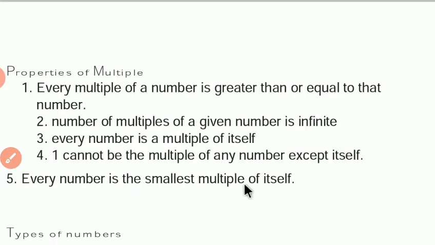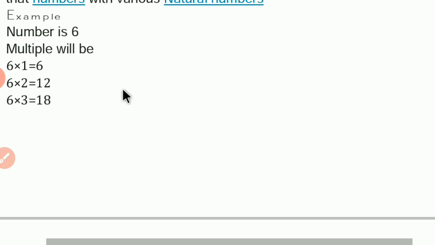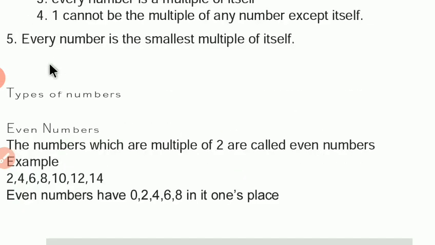The last one is that every number is the smallest multiple of itself. You can see that the 1st multiple of 6 is 6, which means it is the smallest, and 12 and 18 are greater than 6. So 6 is the smallest multiple of itself. Now we'll see the types of numbers.